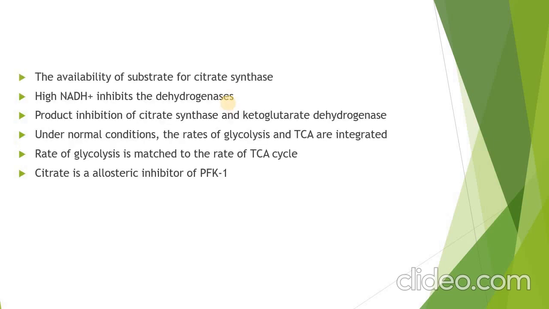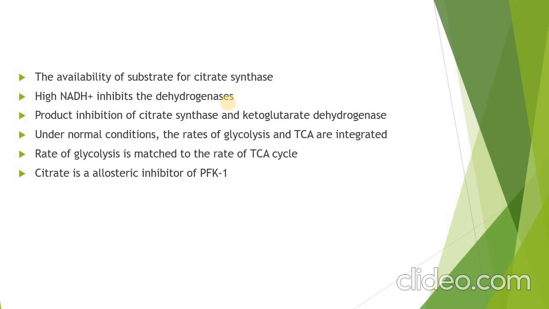And the next one is citrate synthase. Here the factor which limits this enzyme is the availability of the substrate. And a high NADH, or an increase in the reduced form of NAD, inhibits most of the dehydrogenases, and product inhibition is also seen for these enzymes. So whenever a sufficient amount of product like citrate or alpha ketoglutarate is present in the cell, the pathway will be turned off.